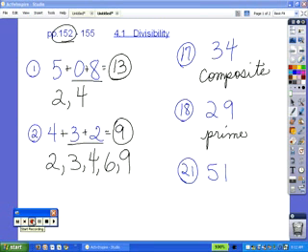And now, since 29 has only two factors, 1 and itself, 29, that makes it prime.